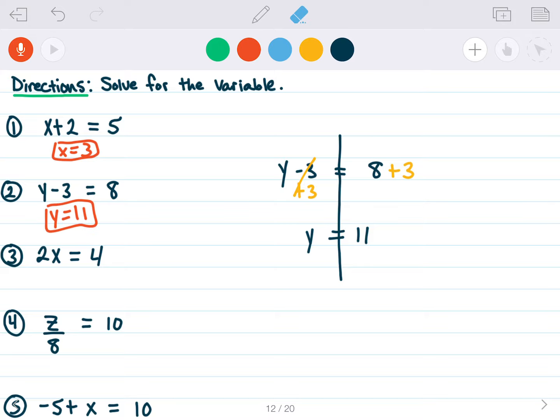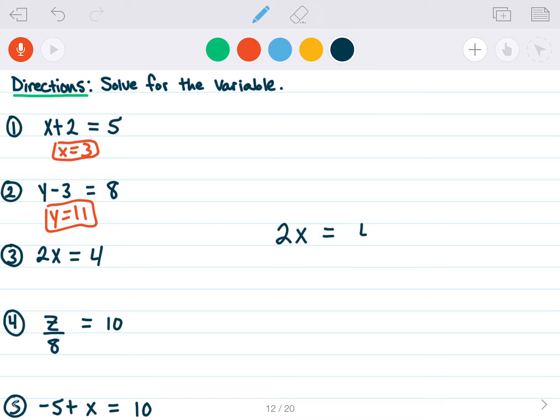Okay. 2x equals 4. 2 times what equals 4? Well, we know what that is. But let's do it the right way. Well, not the right way, but, whatever. So we work on the side with the variable, and we see what's happening to the variable. What's happening is multiplication by 2. How do I undo multiplication by 2? What's the opposite of multiplication by 2? That's division by 2. So I got to do the same thing to both sides.